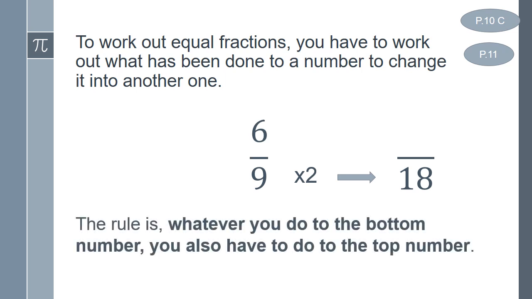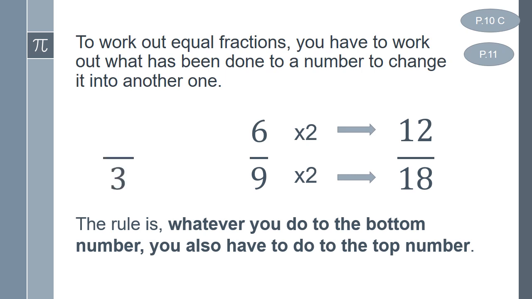So let's look at that rule again. The rule is, whatever you do to the bottom number, you also have to do to the top number. So because we've timesed 9 by 2, we also have to times that 6 by 2. And if we do that, it turns into 12. So 6/9 is the same as 12/18.